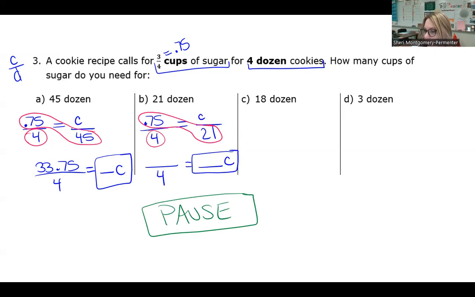To check your work for part A on number 3, you should get 8.44 cups. And then for part B, you should get 3.94 cups of sugar. You can pause so that you can finish the rest of the ones in number 3 and then the questions for number 4. And then we're going to move on to the back.